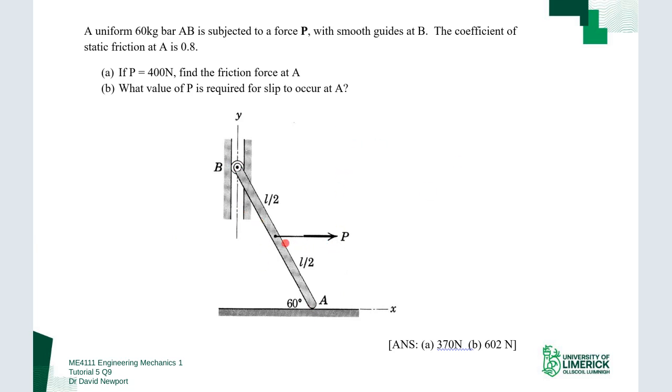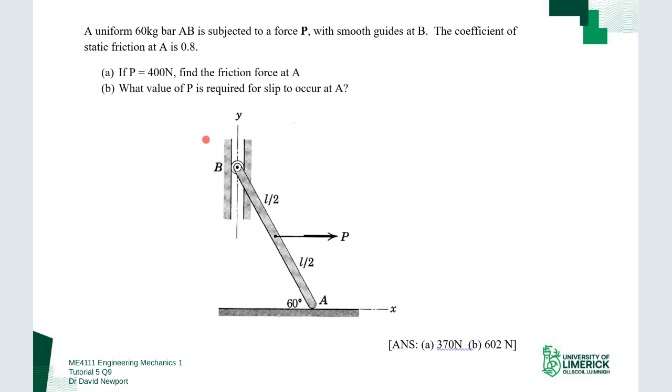Got a force P pulling it, so off that way, with smooth guides at B, right? So that means the smooth guide means that it's free to move in the vertical Y direction, or up or down, but it can't move laterally. So this thing would, if it's going to move, it's going to slide down. So this would extend out when P is pulled.